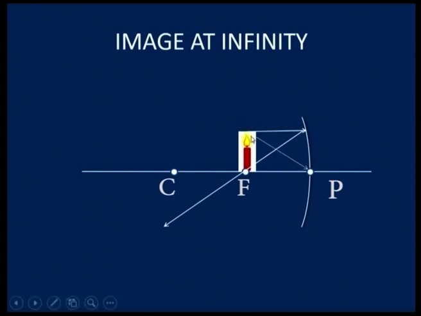Next, a ray which hits the pole of the mirror will be reflected with the same angle. If you see this, children, these two rays are parallel to each other. Do parallel rays meet anywhere? No, parallel lines do not meet anywhere. So even if you extend them backwards, they will not meet. That is why we say when the object is on F, the image forms at infinity. Children, I hope you understood this.